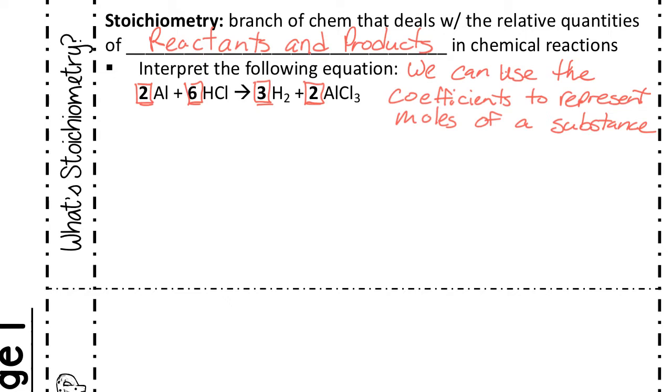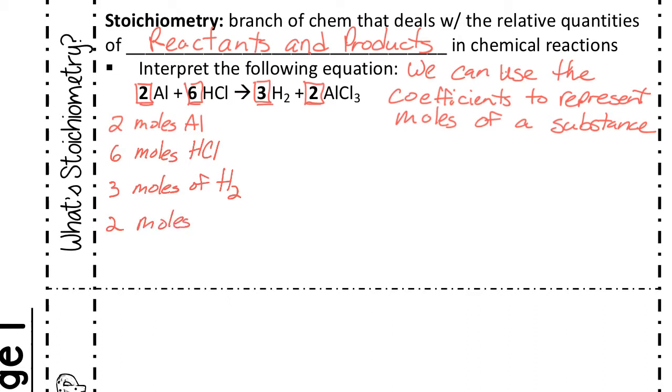So when I'm looking at this chemical reaction, I can also say that this means that I have 2 moles of aluminum, 6 moles of HCl, 3 moles of H2, or 2 moles of AlCl3. So when I can use those coefficients to represent moles of a substance, that's going to create ratios.